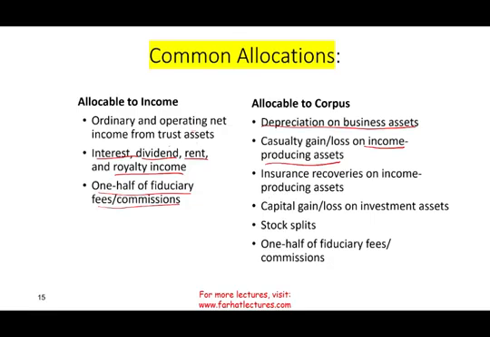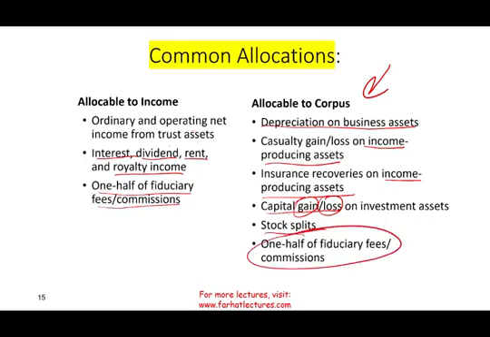Any insurance recoveries from an income producing asset. If I receive any recoveries, let's assume one of my buildings was on fire and I received insurance recoveries, it goes to the corpus. Capital gains and losses on the investment: sometimes you might have losses, sometimes gains. The trustee might sell some asset and incur losses or gains. It stays, absorbed by the corpus, which is the trust itself. Any stock split, and 1/2 of the commission. So notice 1/2 of the commission is allocated to income, and 1/2 is allocated to the corpus.